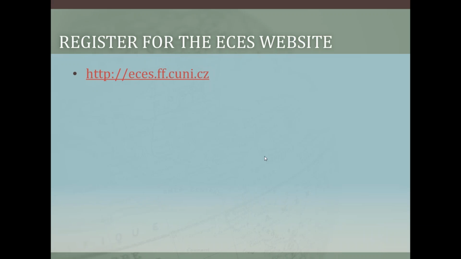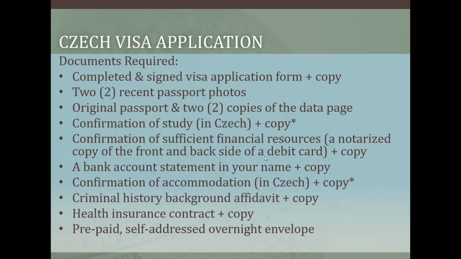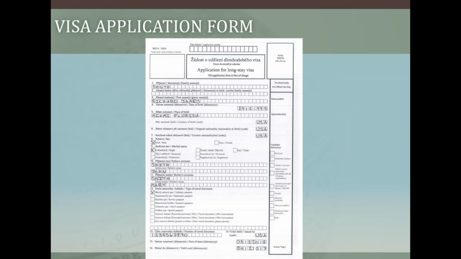So in the webinar, the first thing that we're going to talk about is the Czech visa application process. This is the list of everything that you need to go through for your visa application. And I'm going to go through everything piece by piece so that you understand what all of it means. It looks really overwhelming now, but I promise it's not as bad as it looks. The first thing that we're going to go through is the visa application form.